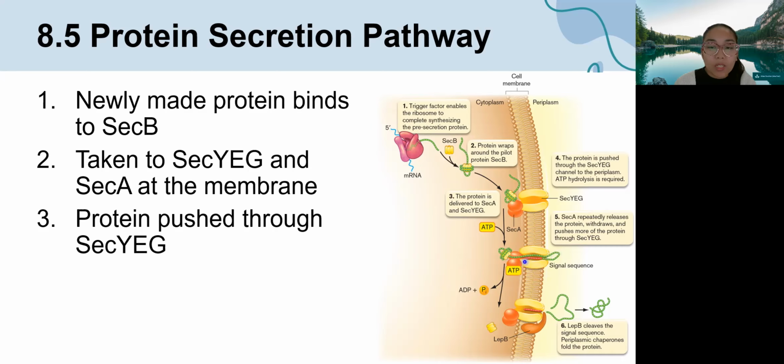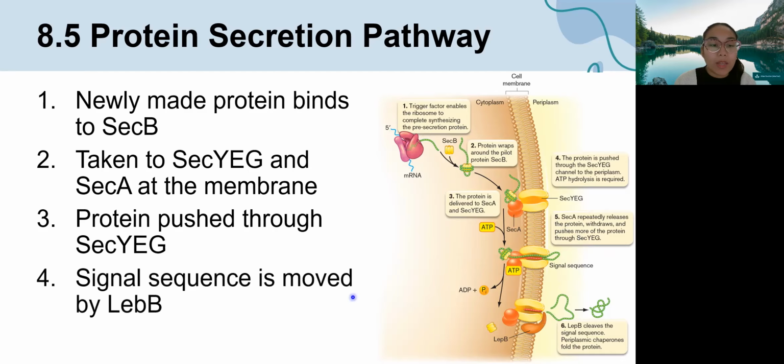By the way, there is a signal sequence. So at the very beginning of this protein, there's a sequence on the protein that is called the signal sequence, and that is what tells all of this mechanism that this protein needs to be exported. So it's called a signal sequence, meaning it's signaling, hey, I need to be taken out of the cell.